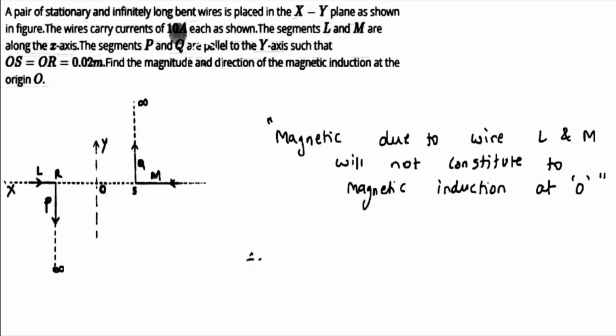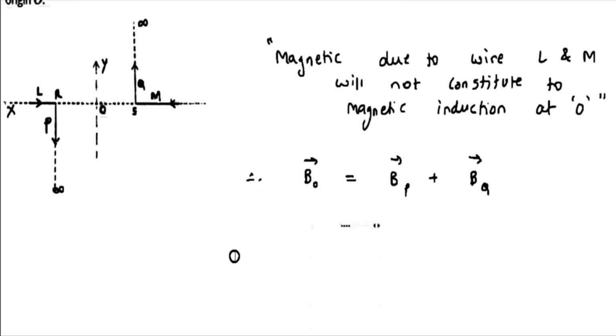Therefore, we can write the net magnetic field at O will be due to wire P plus magnetic field due to wire Q. So let's try to calculate the magnetic field due to these two wires. We know these are semi-infinite wires, as we can see over here. From S to infinity, and from R to infinity. In this case we can consider it to be a semi-infinite wire.